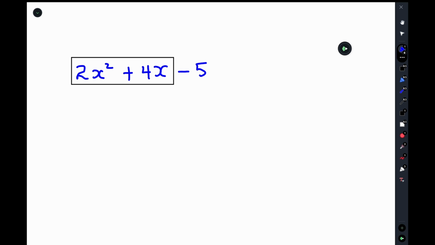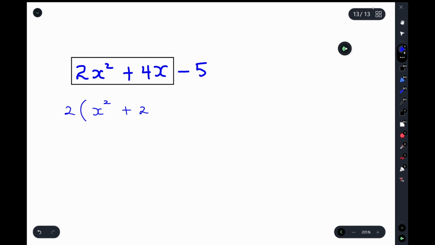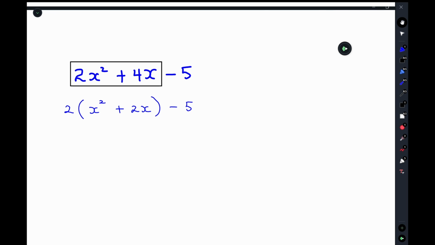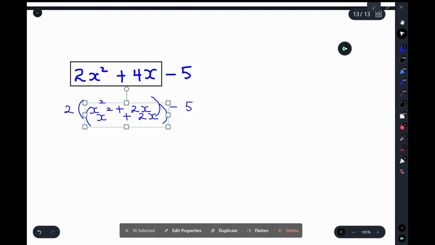Now in this equation, a is equal to 2. So what we want to do is factorize a out of the first two terms. And what we're going to end up with is 2 multiplied by, in brackets, x squared plus 2x minus 5. Now what we want to do is we want to focus on these two terms. We're going to duplicate. We're going to bring this to the side.